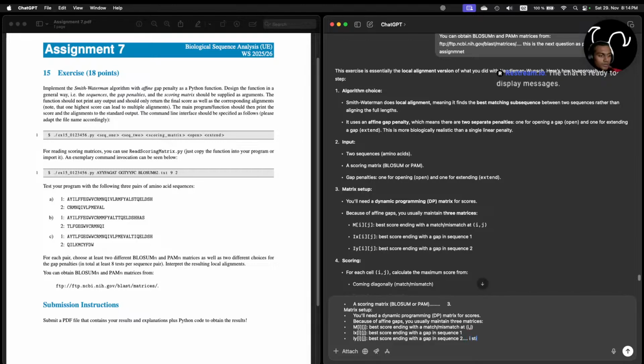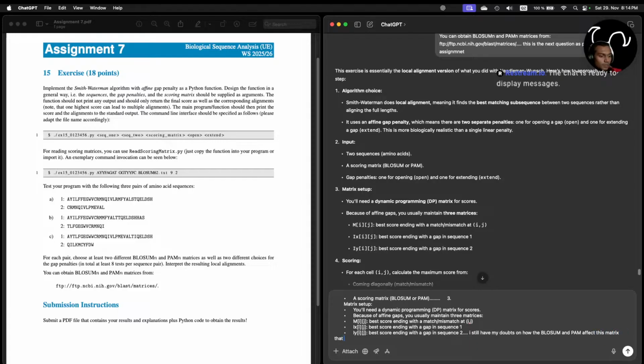I still have my doubts on how the BLOSUM and PAM affect this matrix that we are making for M, X, Y.